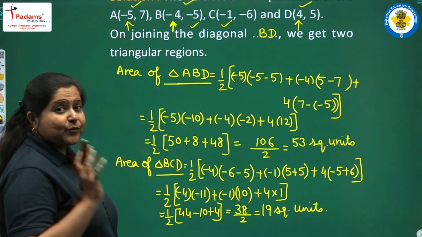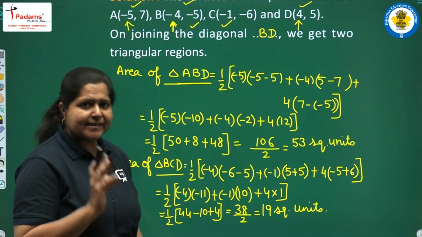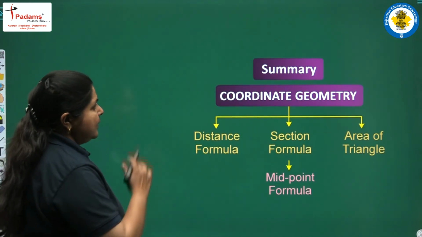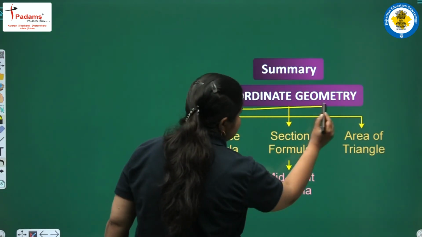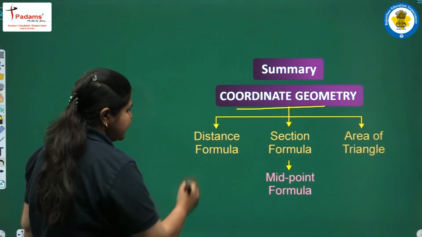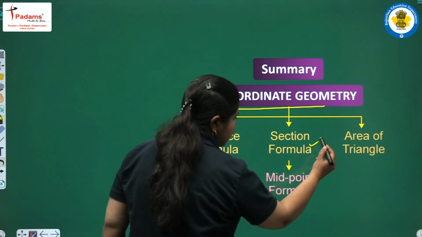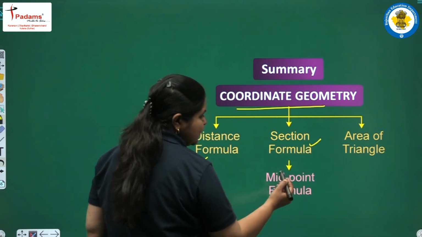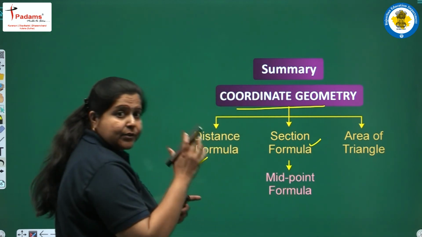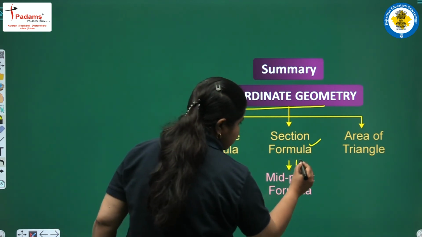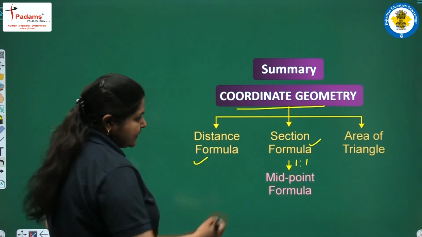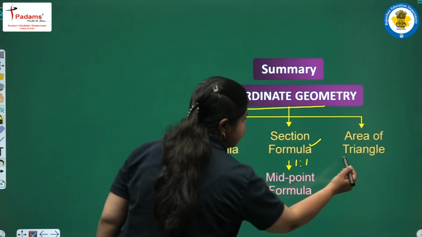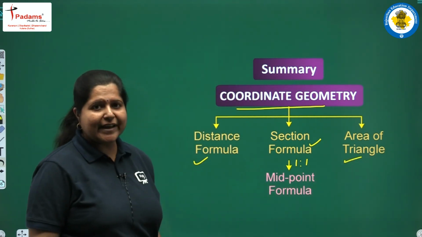Now after this we should revise this chapter. Let us summarize this chapter. The chapter is coordinate geometry and the basic formulas are the distance formula and the section formula. Then if we take a special case where the ratio of the two parts of a line segment is 1:1, then we get the midpoint formula, and then we have learnt the area of a triangle today.